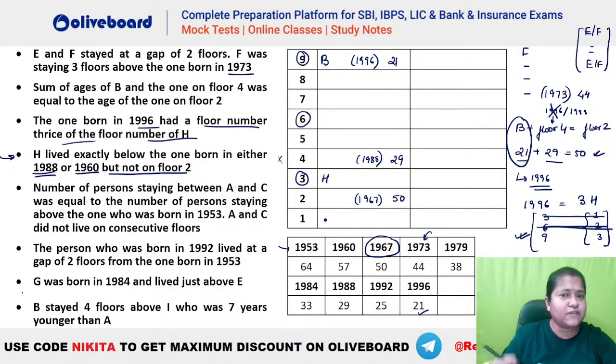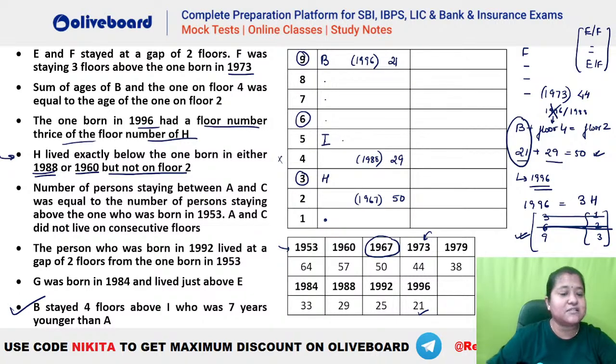Now, do we have any other information related to B here? You can see one piece of information is given in the last line, that B is staying 4 floors above I. So B has to be 4 floors above I. 1, 2, 3, 4. That means I has to be here. Okay, this person will be I. So B is 4 floors above I.